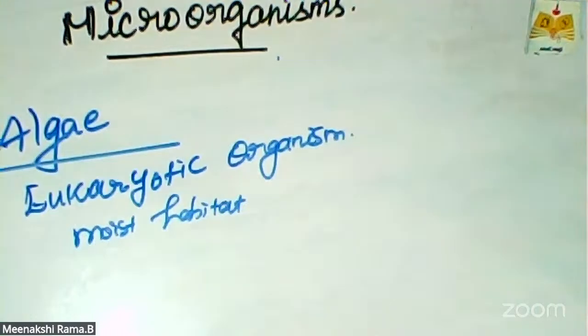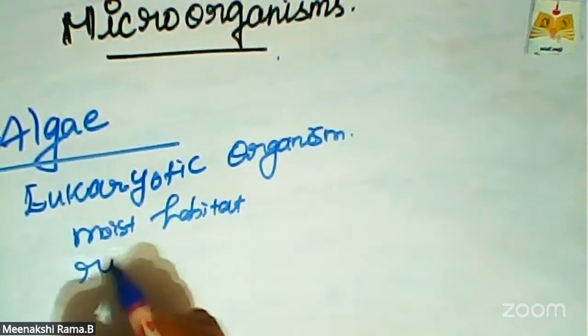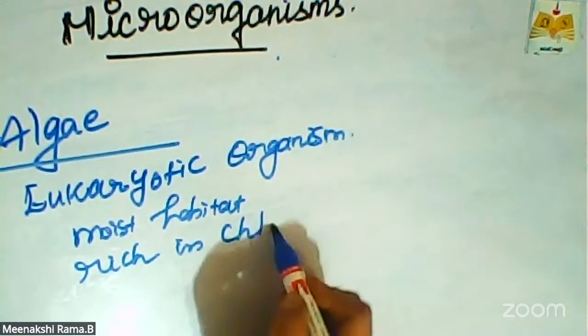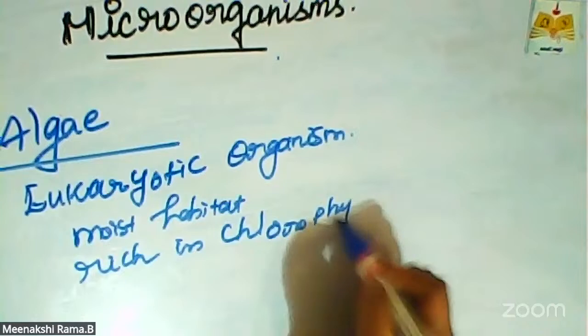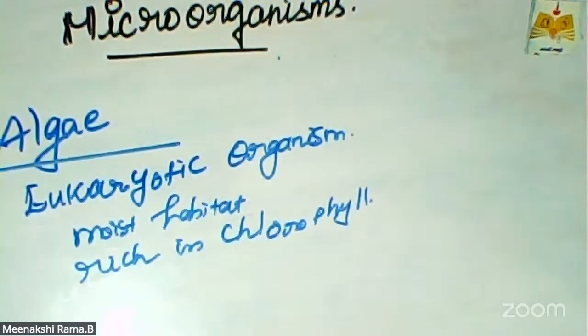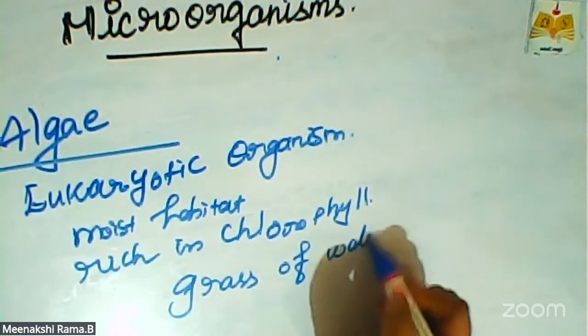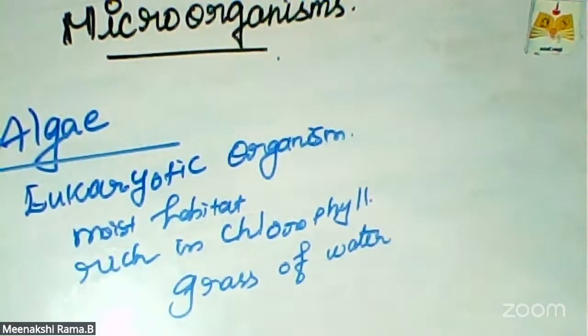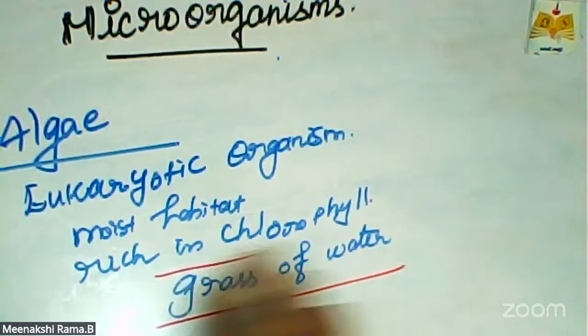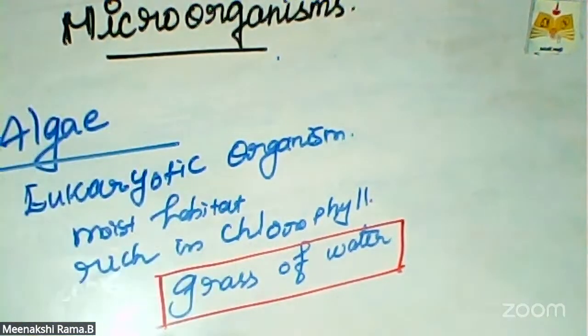They are rich in chlorophyll. Chlorophyll is absent in yeast; algae contain rich chlorophyll. They can be seen as a thin film on the surface of lakes and ponds. So they are known as grass of water. The special name of algae is grass of water.